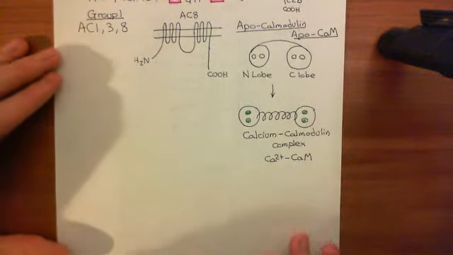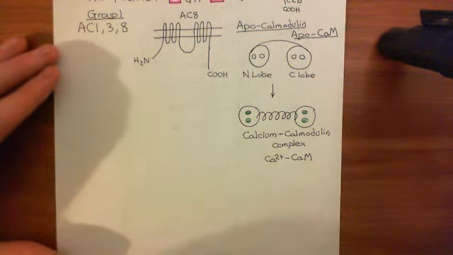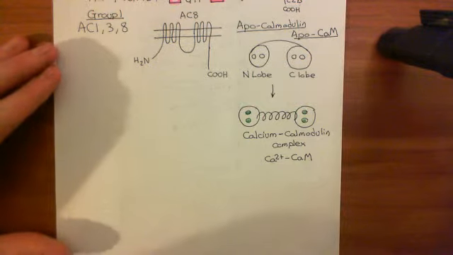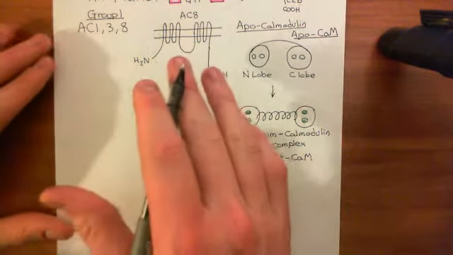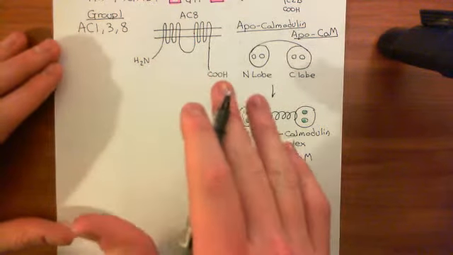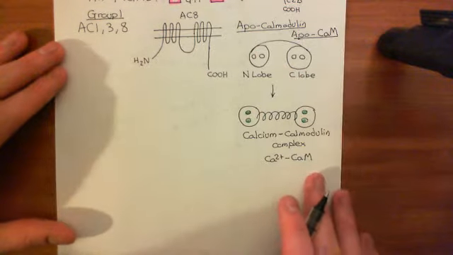So calcium calmodulin. Okay, so this is a calcium calmodulin complex. Right, so what we now want to discuss is how we're going to use calmodulin to have our adenylyl cyclase 8 enzyme activated by calcium.